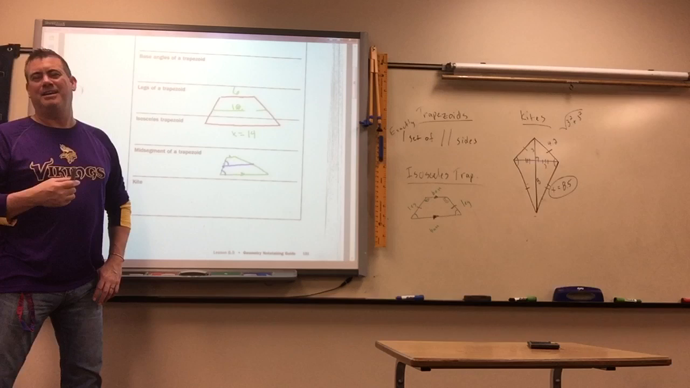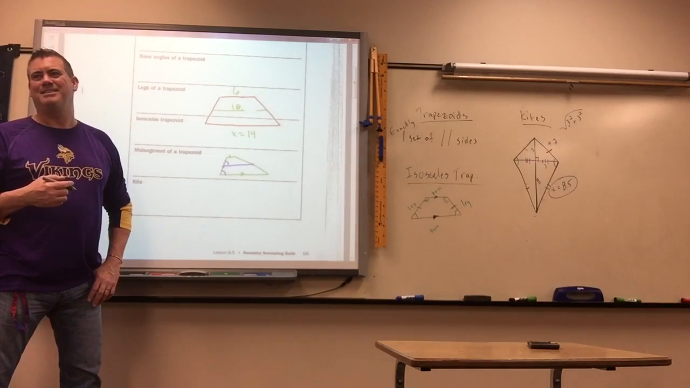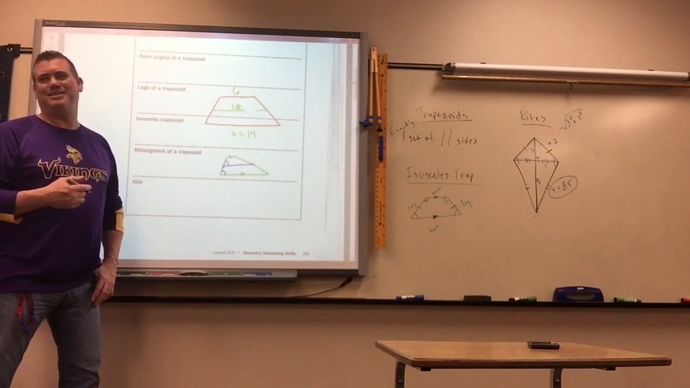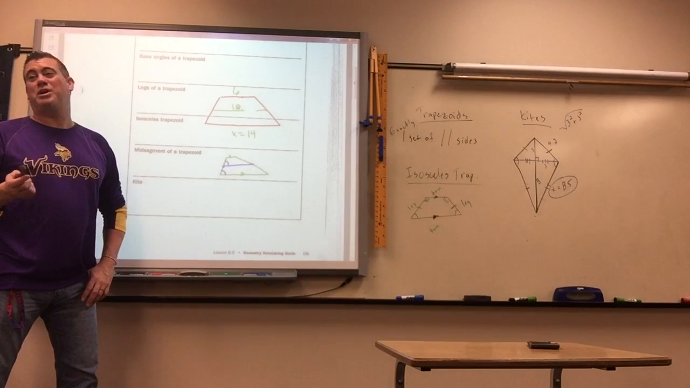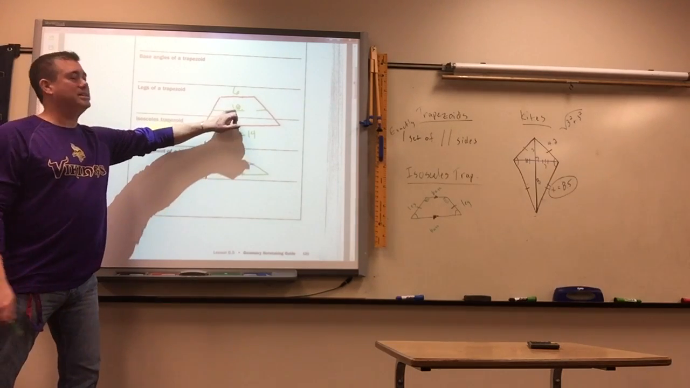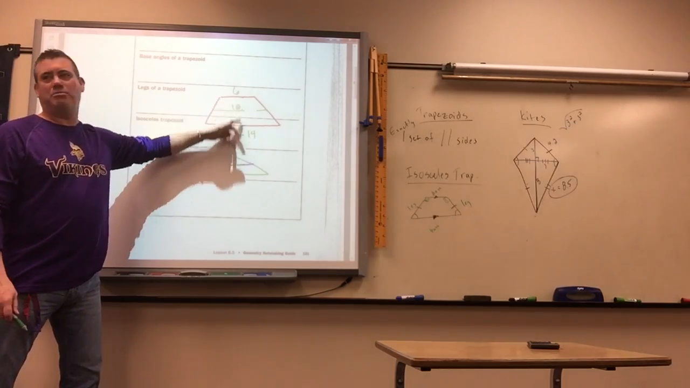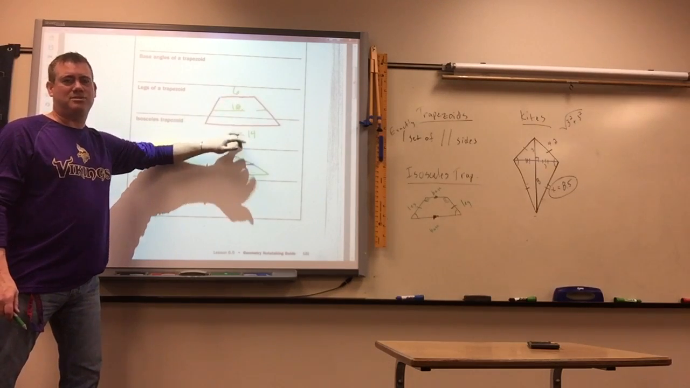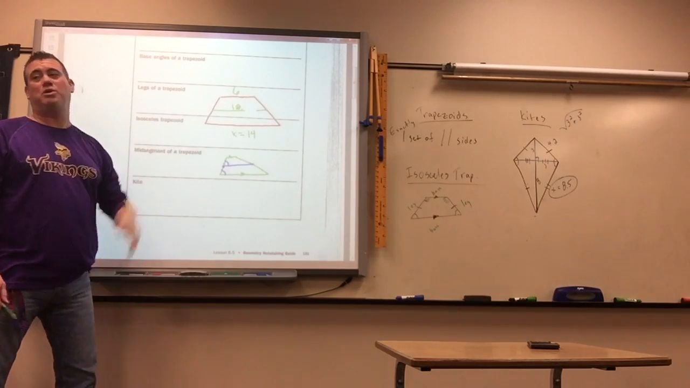10 times 2 is 20. You had to double this. These two would have to add up to 20, and so that's 6. That'd have to be 14. There's actually a quicker way to do it.